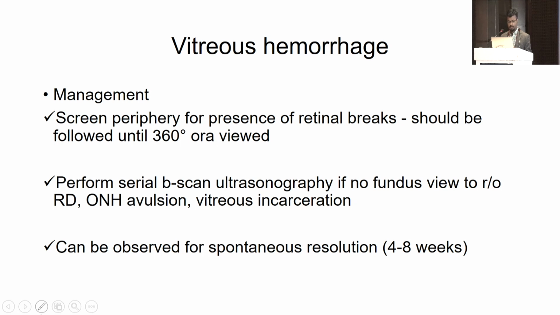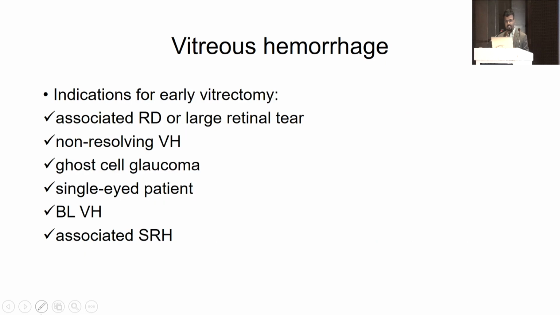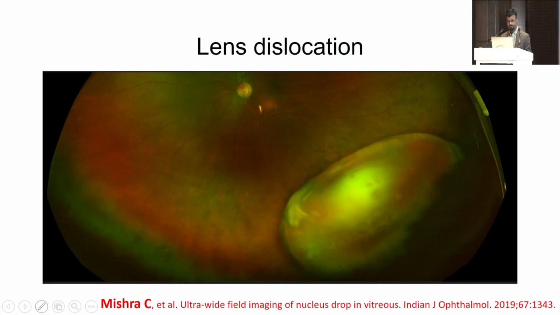We can perform a serial B-scan ultrasound if there is no fundus view, to rule out retinal detachment, optic nerve head avulsion, and vitreous incarceration. Patients with vitreous hemorrhage can be observed for spontaneous resolution for 4 to 8 weeks, after which we have to go for surgery. So what are the indications for early vitrectomy? If the vitreous hemorrhage is associated with retinal detachment or a large retinal tear, non-resolving vitreous hemorrhage, ghost cell glaucoma, single-eyed patient, bilateral vitreous hemorrhage, or if there is subretinal hemorrhage.